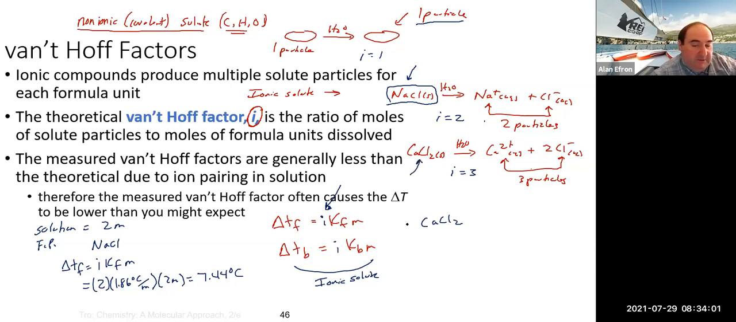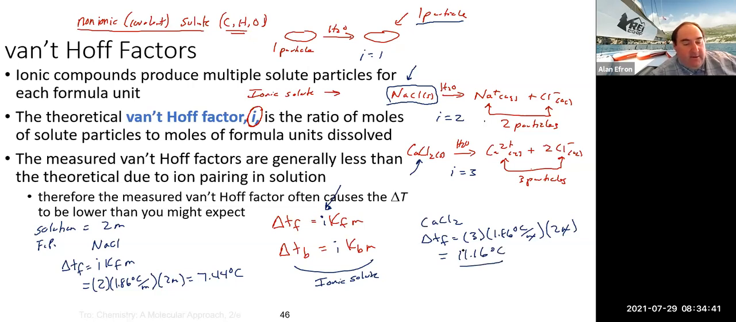What happens though if we did the exact same setup, but looked at calcium chloride? Also ionic, and we'll also say it's 2 molal. When we do our change in freezing point temperature, i now equals 3, because there are 3 particles, times our 1.86 degrees Celsius per molal, and our made up 2 molal. Again, those cancel, leaving us with degrees Celsius. We end up with a change in temperature of about 11.16 degrees Celsius.